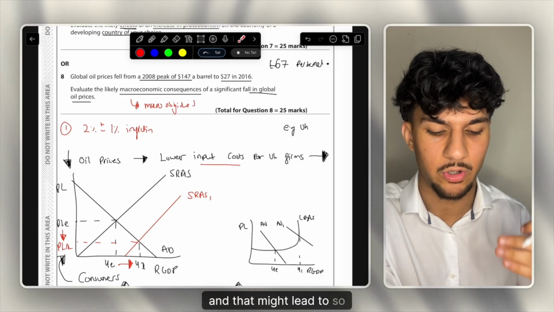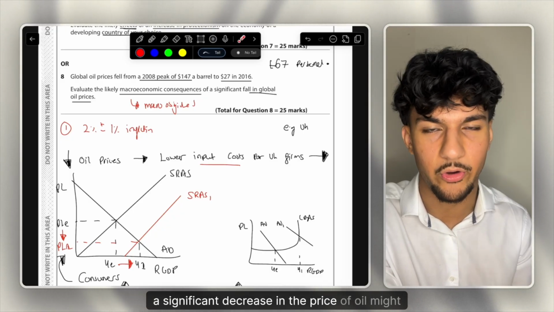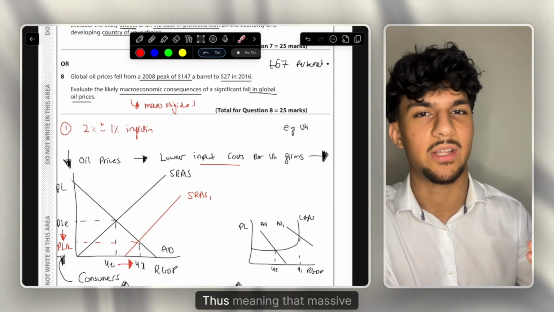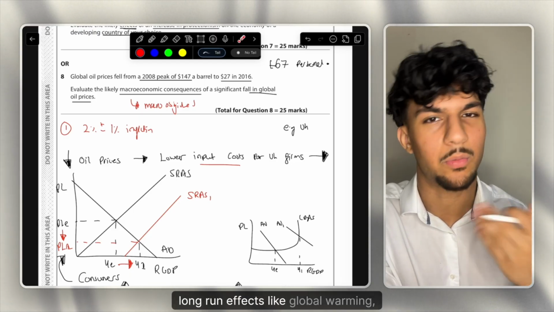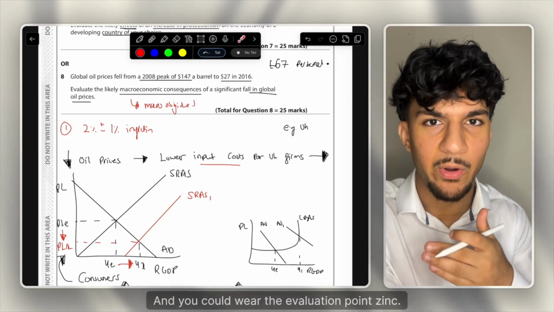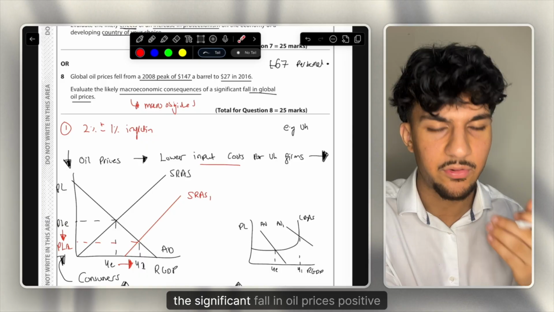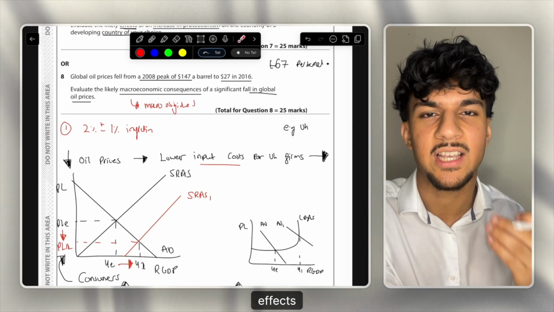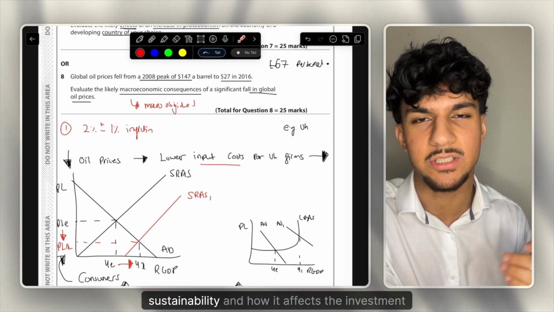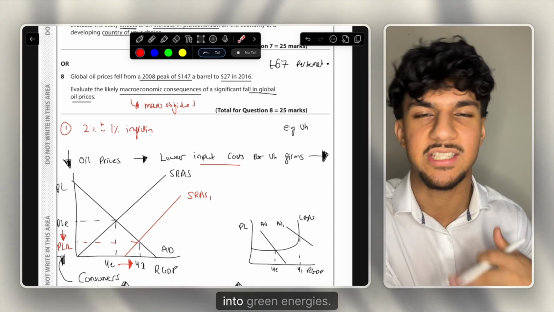And so a significant decrease in the price of oil might lead to a decrease in investment into green energies, thus meaning massive long run effects like global warming and rising sea levels. And you could word the evaluation point saying, however, in evaluation, the positive effects of the significant fall in oil prices depend on how it affects environmental sustainability and how it affects investment into green energies.